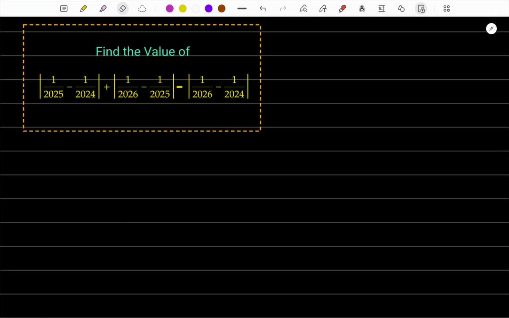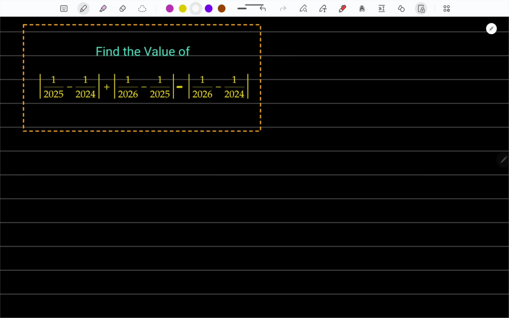Hello everyone. Today we are going to see a concept booster from modulus function. The question is on the screen. We need to find out the value of that expression which involves modulus function. For that we need some basic concepts. Let us discuss those basic concepts now.